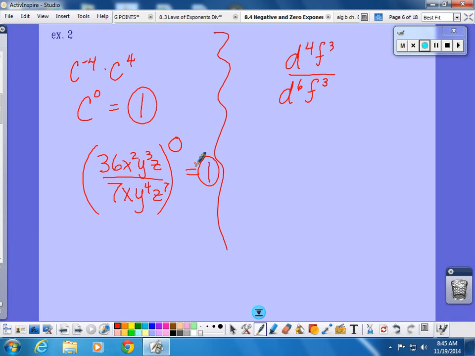All right, let's look at this one. I'm using the quotient rule, and 4 minus 6 is a negative 2. And then 3 minus 3 is 0. This is going to be a 1. Where will this go? The d to the negative 2, where will that go to make it positive? Right, so 1 over d squared. That 1 stays on top, times 1, yeah. Okay, good.